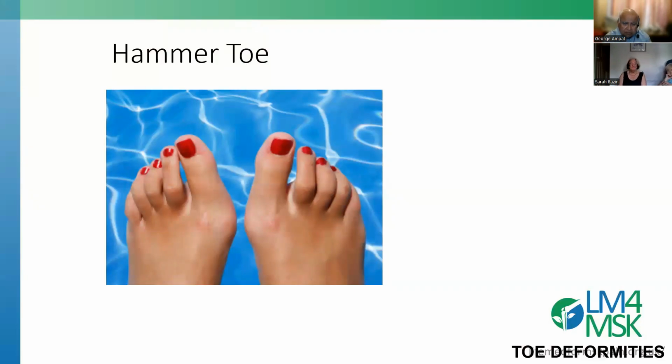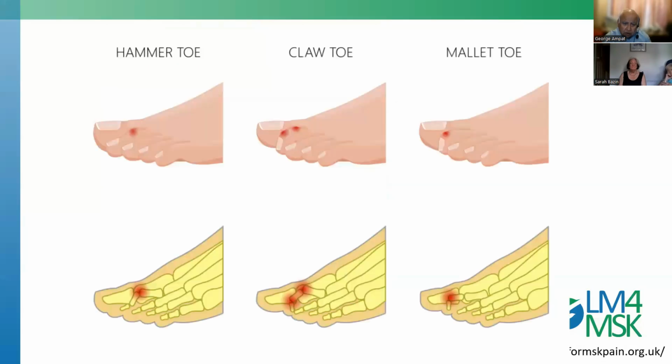Then there are deformities in the toes. You have hammer toes and claw toes. The hammer toe is when there is a flexion deformity at the proximal interphalangeal joint. Claw toe is when there is deformity both at the proximal and at the distal interphalangeal joint, and mallet toe is a deformity at the distal tip.